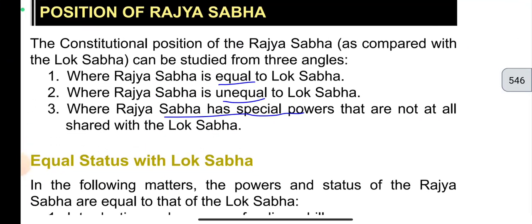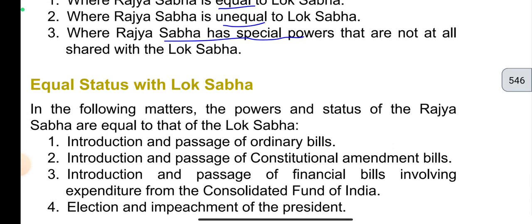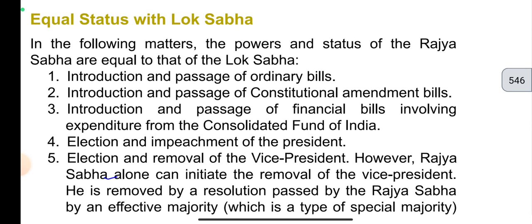Then position of Rajya Sabha. The constitutional position of the Rajya Sabha as compared with the Lok Sabha can be studied from three angles: where Rajya Sabha is equal to Lok Sabha, where Rajya Sabha is unequal to Lok Sabha, where Rajya Sabha has special powers that are not at all shared with the Lok Sabha. Equal status with Lok Sabha.